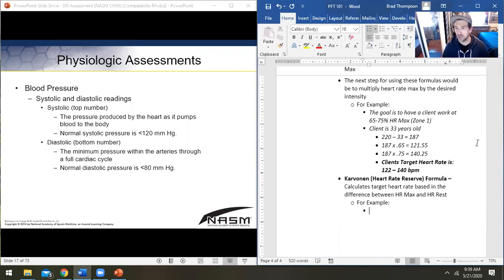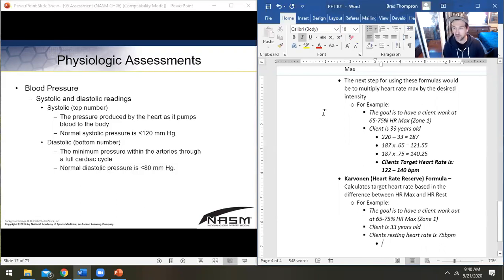Same goal, nothing's different here. The goal is to have a client work out at 65 to 75% heart rate max. Again, that's going to be zone 1, right? Now we know the client is 33 years old. Client's resting heart rate is 75 beats per minute. So for the math part, 220 minus 33 is still going to equal 187, right? Nothing's really changed there.